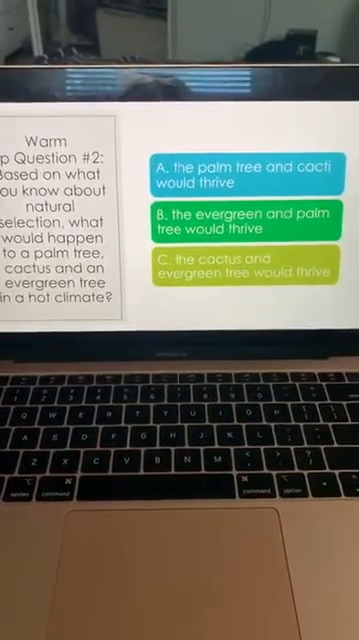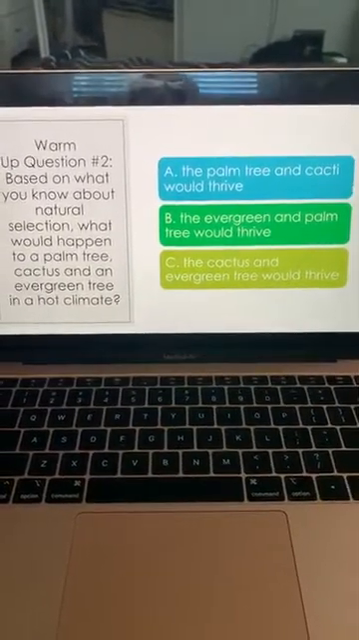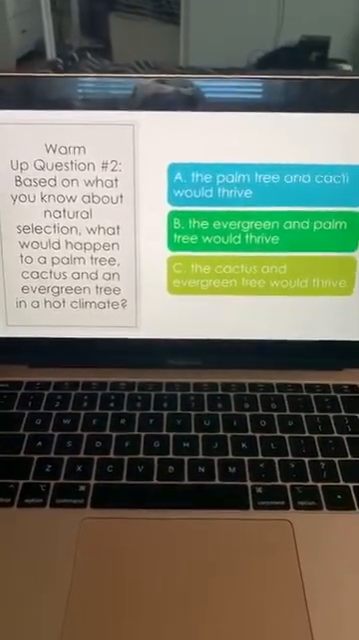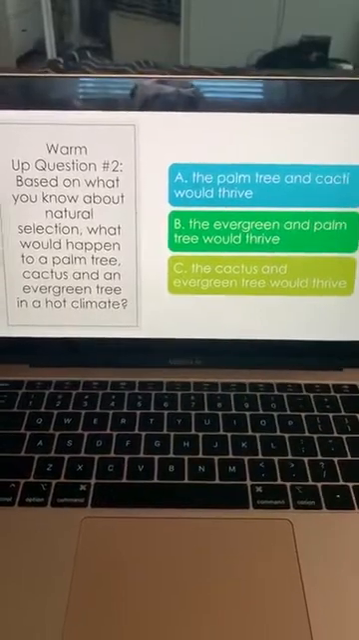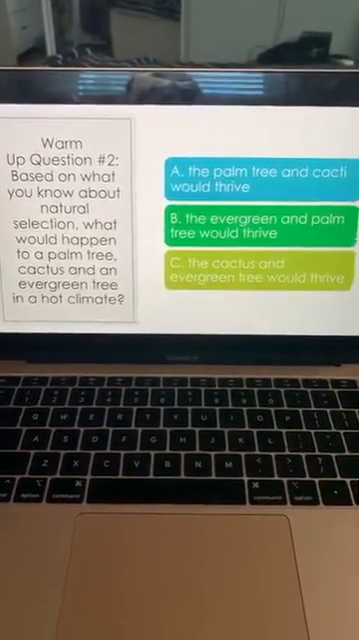That question one more time. Based on what you know about natural selection, what would happen to a palm tree, a cactus, and an evergreen tree in a hot climate? And again, an evergreen is a Christmas tree. Your options: A, the palm tree and cacti would thrive. B, the evergreen and palm tree would thrive. Or C, the cactus and evergreen tree would thrive.